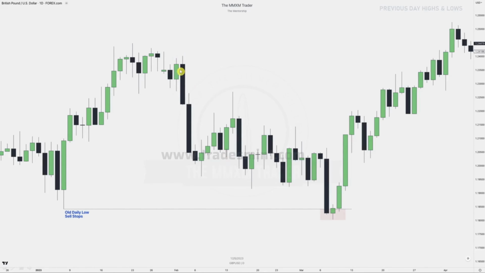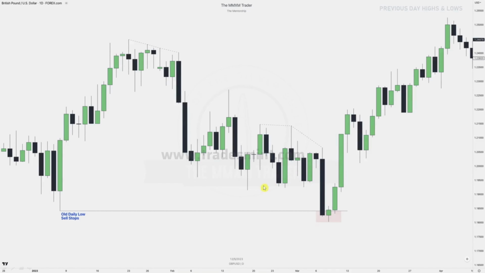Over here it takes out the high and the low, which is an indication for a reversal, but we'll cover that later. Over here we take out the low, over here we take out the low. Again over here both sides have been taken. This one takes the high, this one takes the high, this one takes the low, and so on. So 90% of all these candles take out the previous daily high or low and will liquidate a daily liquidity pool.